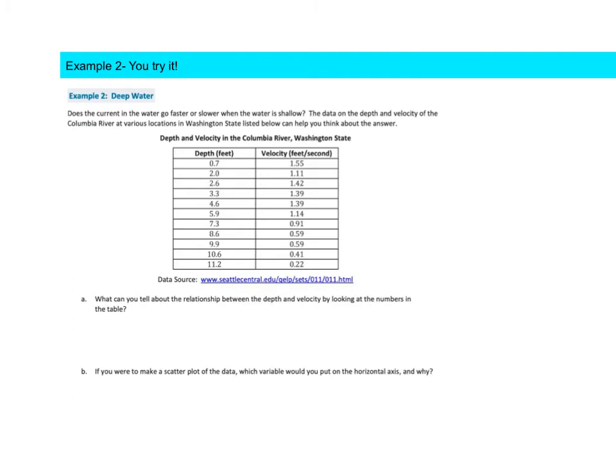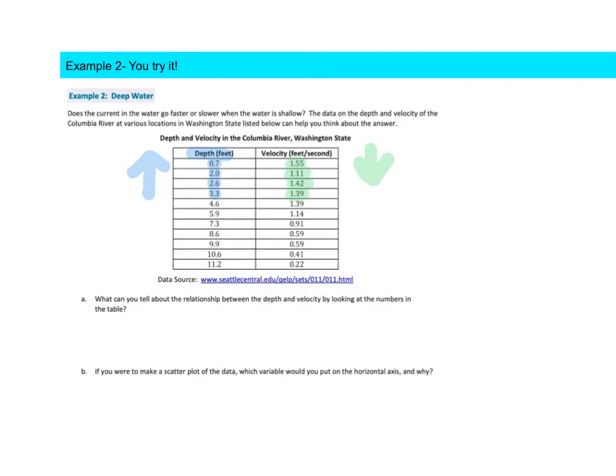So when the water is shallow, we're looking for small numbers here depth-wise. So this first one is pretty small because it's 0.7. This one's pretty small. This one's pretty small. This one's pretty small. It looks like these numbers are in order, which is nice. So the velocity is 1.55, 1.11, 1.4, 1.3. It's going down. So as these numbers go up, these numbers are going down.